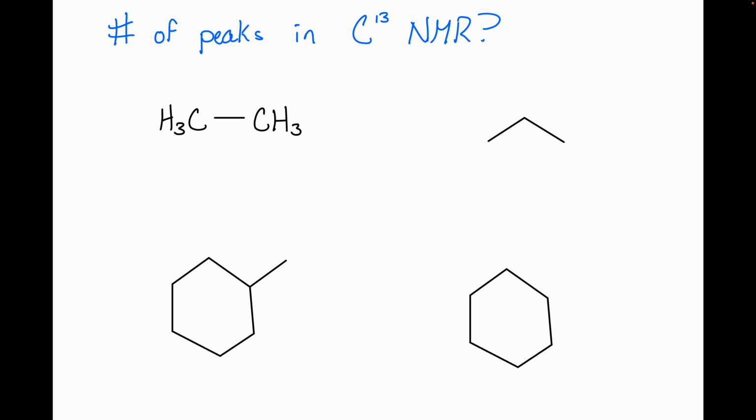All right, let's do this first one. I got 2 carbons, but are they chemically distinct? Am I going to get 2 peaks? No. These are in the exact same chemical environment. We can see this plane of symmetry right down the middle of our molecule. So these carbons here are mirror images of one another. I'm just going to see 1 peak in my NMR spectrum for this molecule, for ethane.